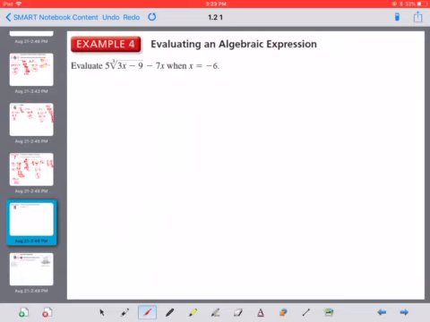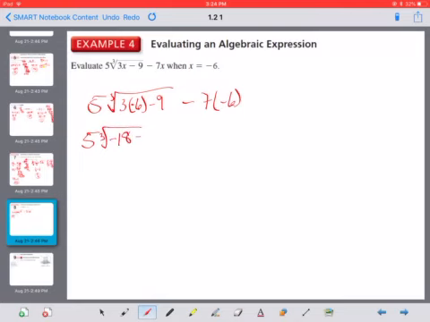Evaluating an algebraic expression, just more complicated. So now we're plugging in the 6 there. So 5 times the cube root of 3 times negative 6 minus 9, minus 7 times negative 6. Sorry, it's a negative 6. Should get that right. So you've got to do what's under the radical before you actually do the cubing. So 5 times the cube root of negative 18 minus 9, minus 7 times a negative 6 is plus 42. A negative times a negative makes a positive. 7 and 6 is 42.